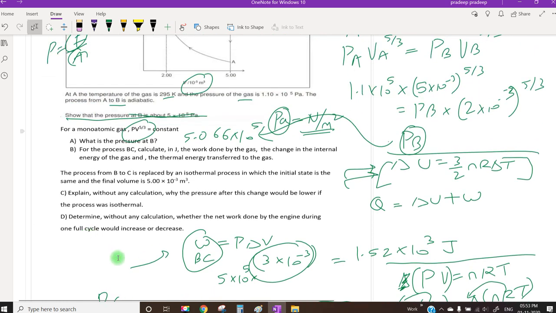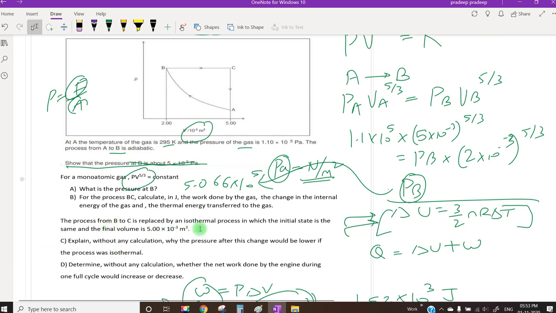The process from B to C originally was an isobaric process. It gets changed into an isothermal. Okay. So Smera, could you explain C? Yes, sir. For C and D, my explanation was very short. Without heat, the gas would have lower kinetic energy. So therefore, the pressure after the change would be lower. Okay. Let's see if what you have done is right or wrong. But can you tell me the D answer?